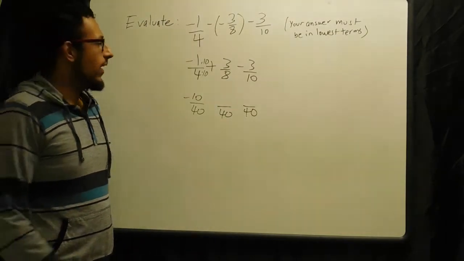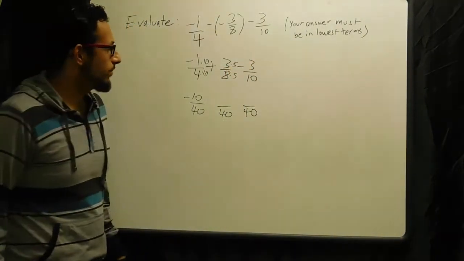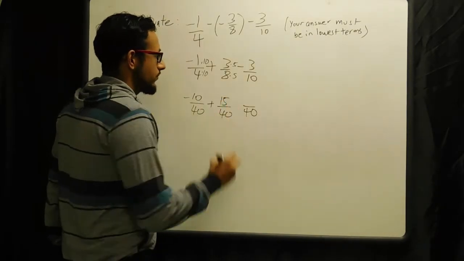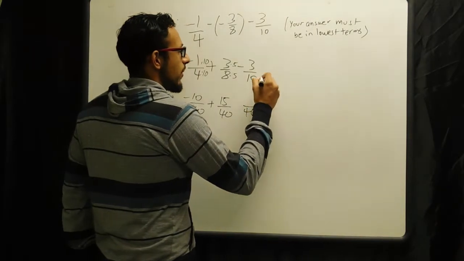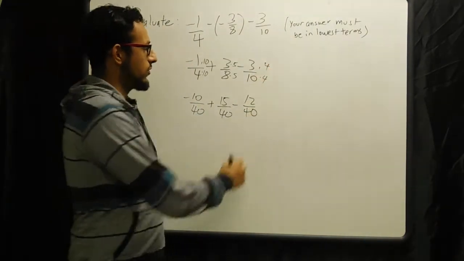8 goes into 40 5 times. So we're going to multiply by 5, multiply by 5. 3 times 5 is 15. Same thing for here. 10 goes into 40 4 times. So we're going to multiply by 4, multiply by 4. So 3 times 4 gives you 12.